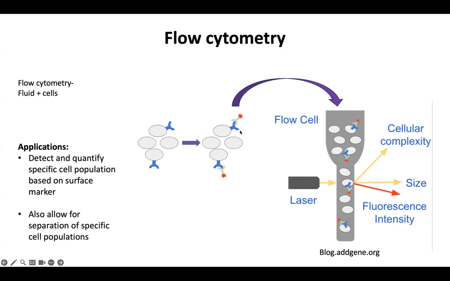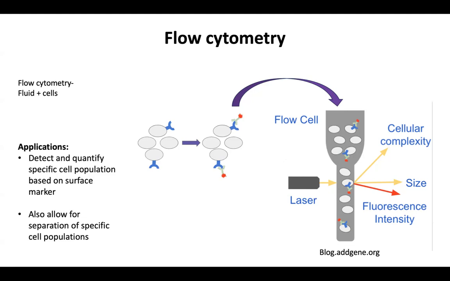So after you probe these cells with the antibody, you're going to run this whole mixture of the cells and the antibody through the machine, which is going to flow the cells through a channel one by one. As a cell passes through this channel, if it has the fluorescence, it's going to produce the specific fluorescent color. So this way you can quantify how many of the cells of interest that you have.